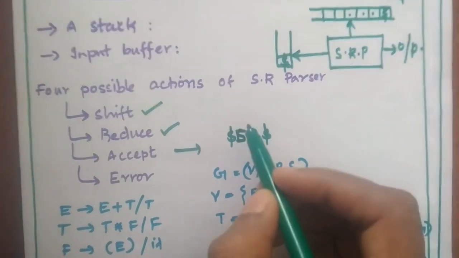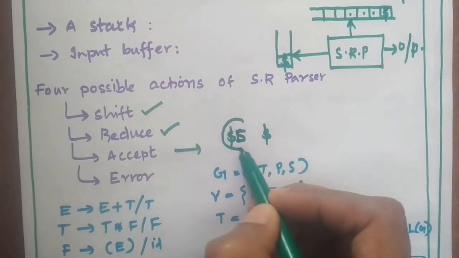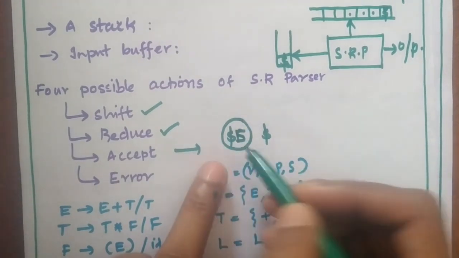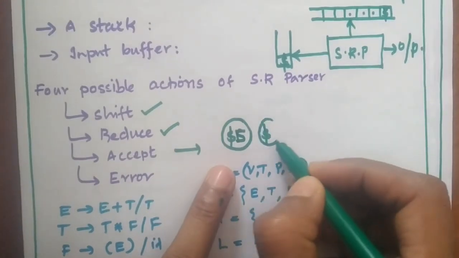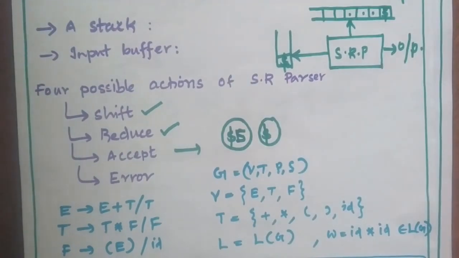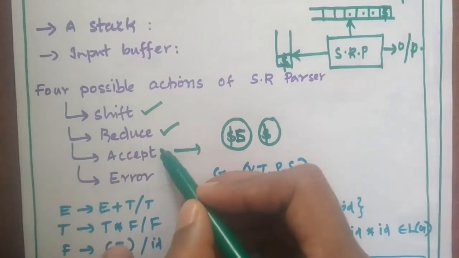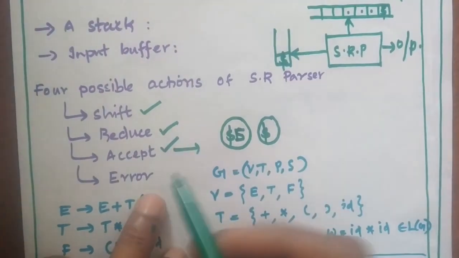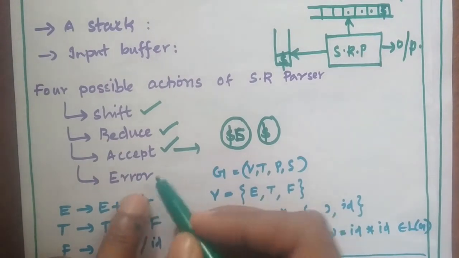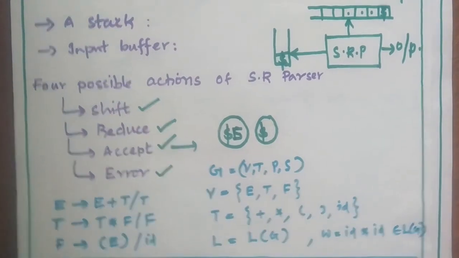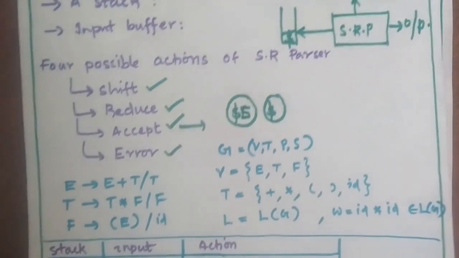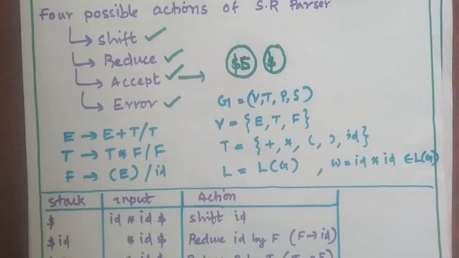So if this has happened, the stack status is finally $ with the start symbol, and the input buffer contains only the $ symbol, then this parser will tell accept. If this has not happened, then the parser will tell error. This is the SR parser and its stack implementation. It's a general scenario.